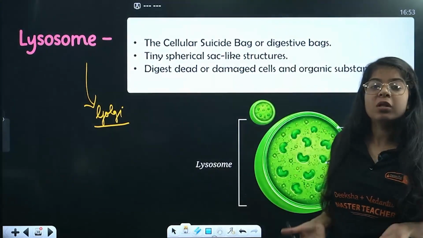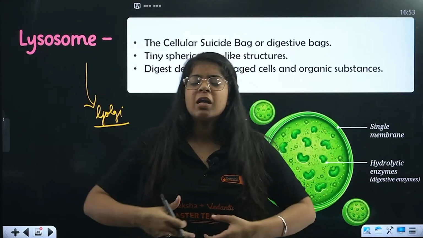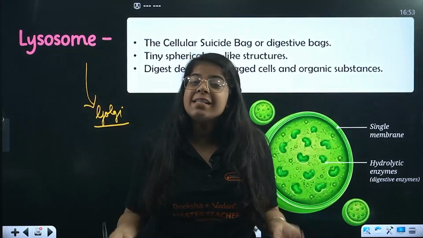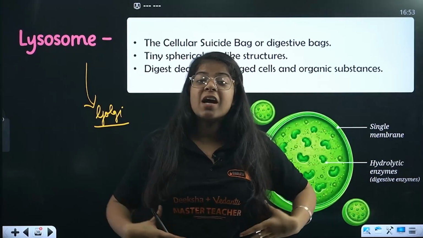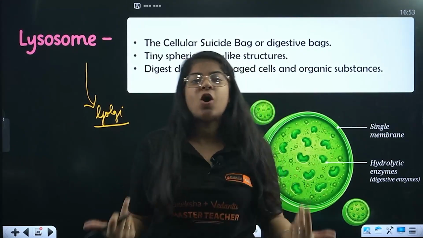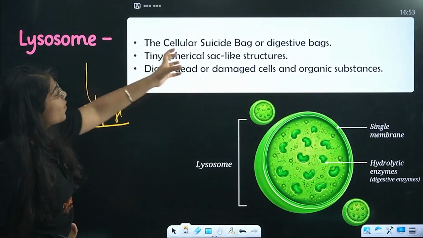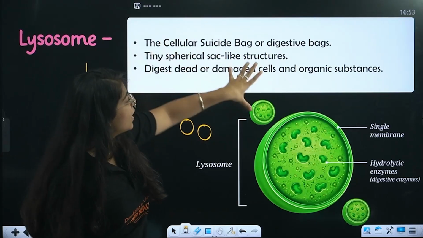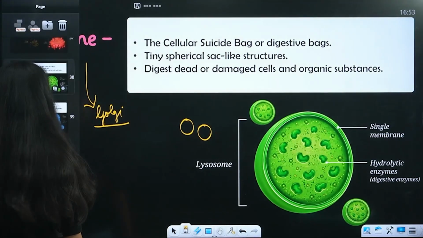Because when the whole cell is dead, right? Nucleus is not working, Golgi apparatus is not working. So what it does, lysosomes burst, okay, and release all the fluids that kill our cells. And that is how our body takes care of itself: whenever a cell is dead, it has created a structure that will kill that cell automatically after detecting that it is dead. Okay, so these are tiny spherical sac-like structures. These are small structures, and they digest dead or damaged cells and organic substances. Done? Next, bacha, we have the vacuole.